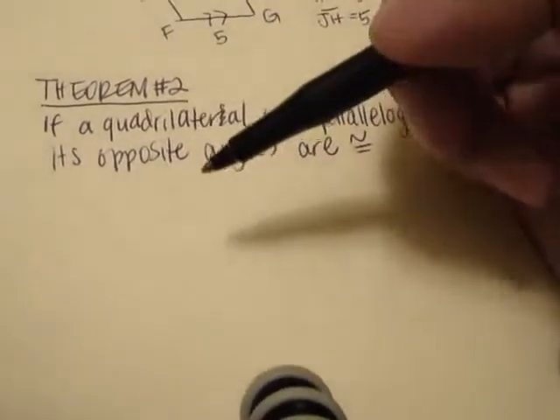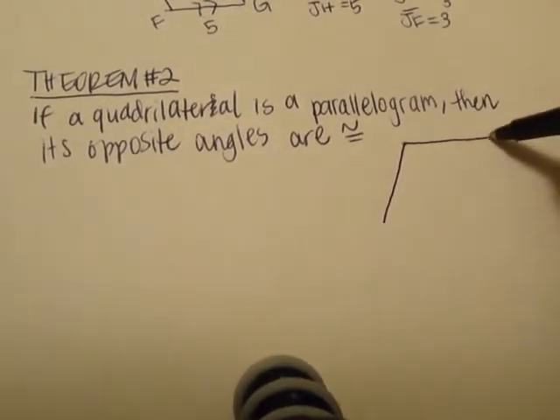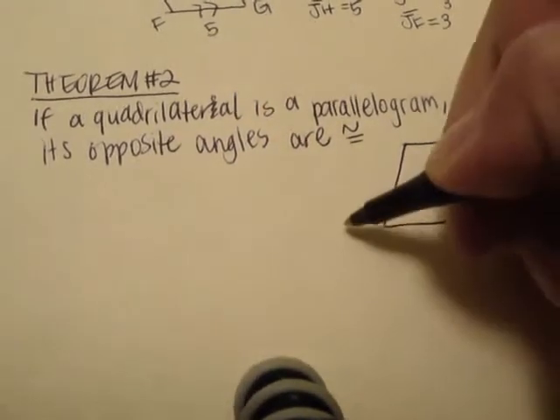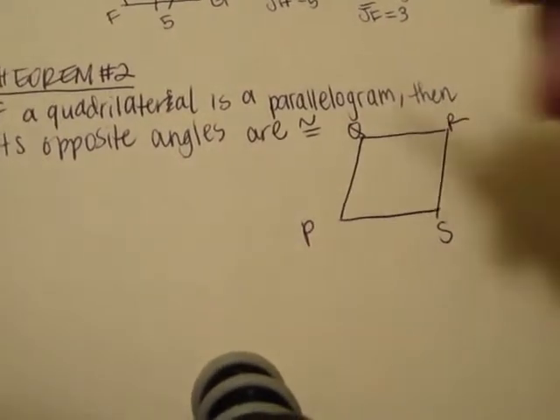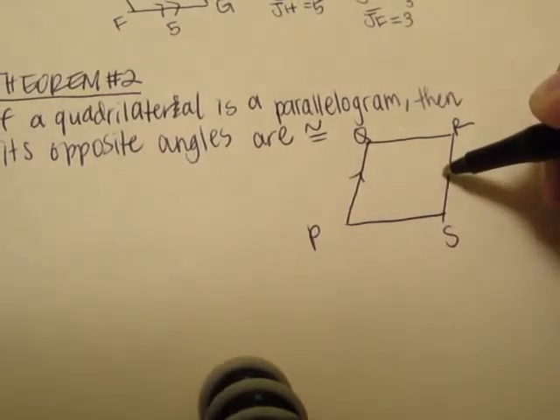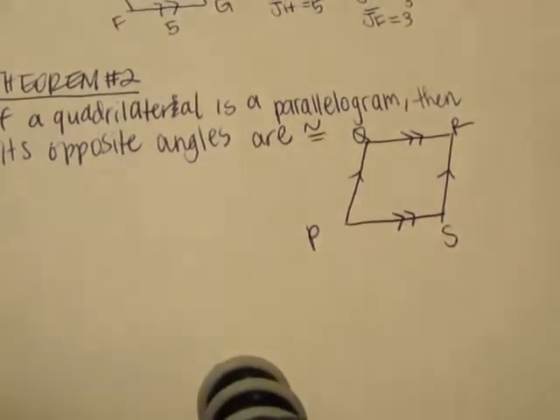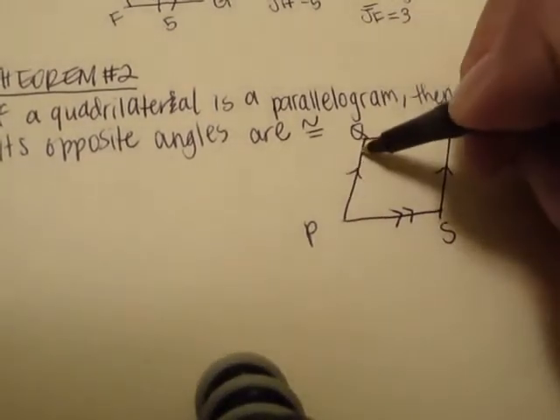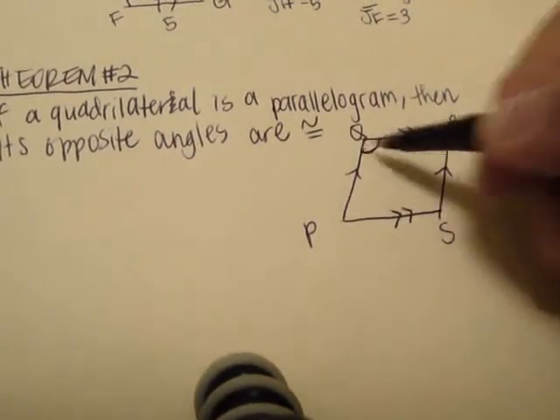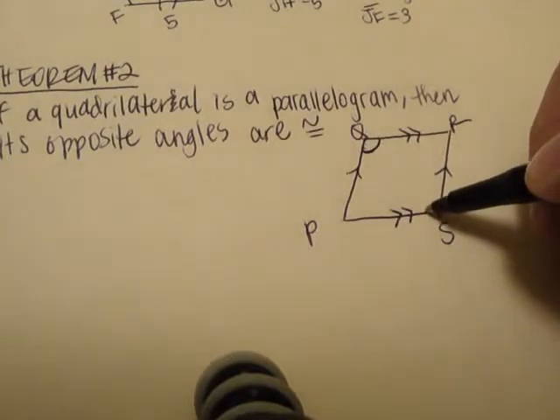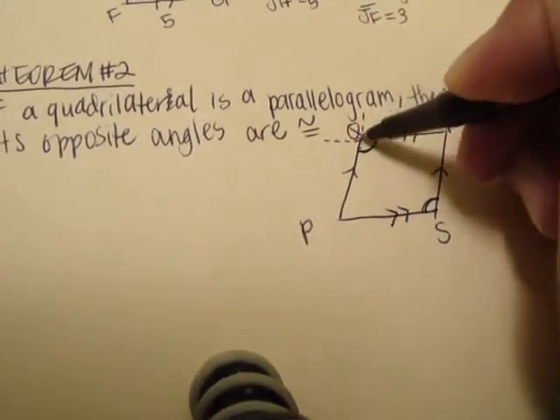I'll draw you an example and I'll kind of explain why this works. So we have parallelogram P, Q, R, and S. And since it's a parallelogram, we know that PQ is parallel to RS, and QR is parallel to PS. And say we have angle Q here. We're told that angle Q is congruent to the opposite angle, angle S. Why this works is this, okay? Remember parallel lines and angle relationships?